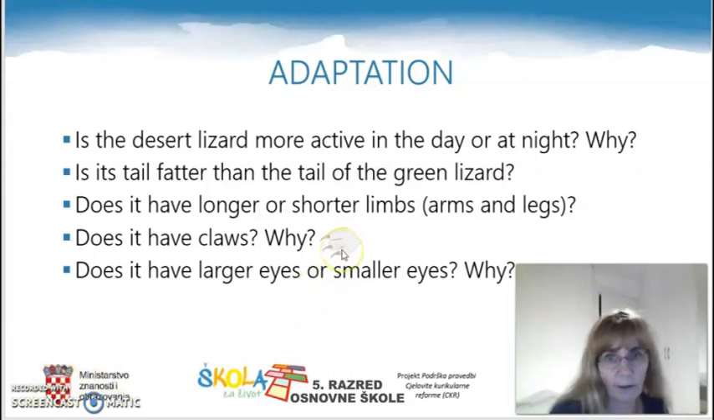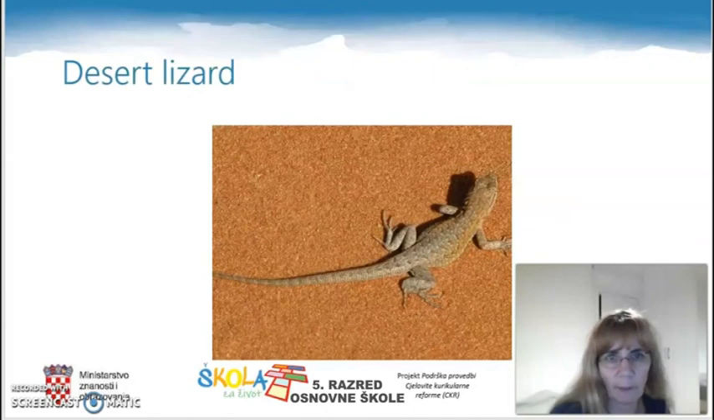Claws, you can see the claws here in the drawing. And does it have larger eyes or smaller eyes? And why? So what are the adaptations that the desert lizard has to have to live in the desert? Now draw a lizard adapted to the desert. And you can see the one here in this picture. And think about its color and think about the size of some parts of its body. And you may start drawing.